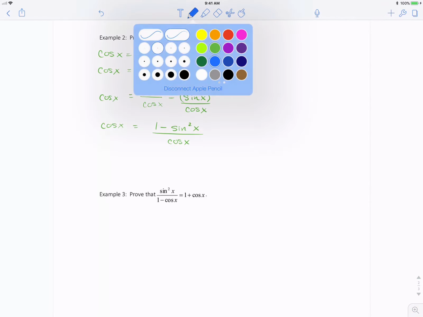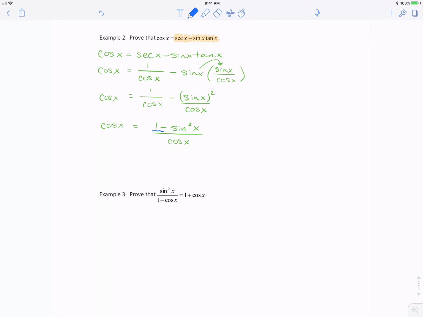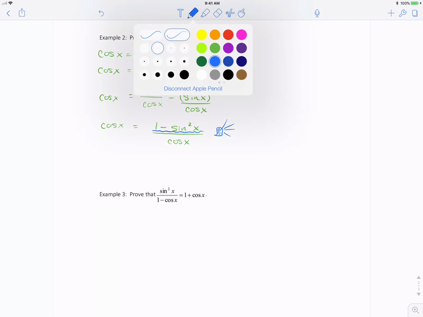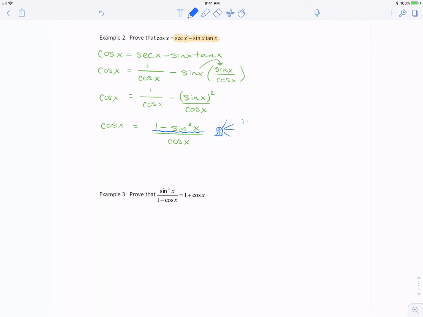It's at this point when you see this section on the top that you should have alarm bells going off in your head. That's my version of a bell. It doesn't really look like a bell, but it is. It looks like a ghost. This is part of my identity. This is one of my Pythag identities.